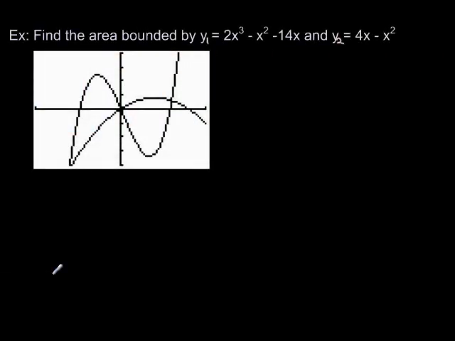This is area video number 3, and in this video I am going to show you how to calculate the area bounded by two curves in which you have multiple regions of area formed. Okay, so here's our problem.